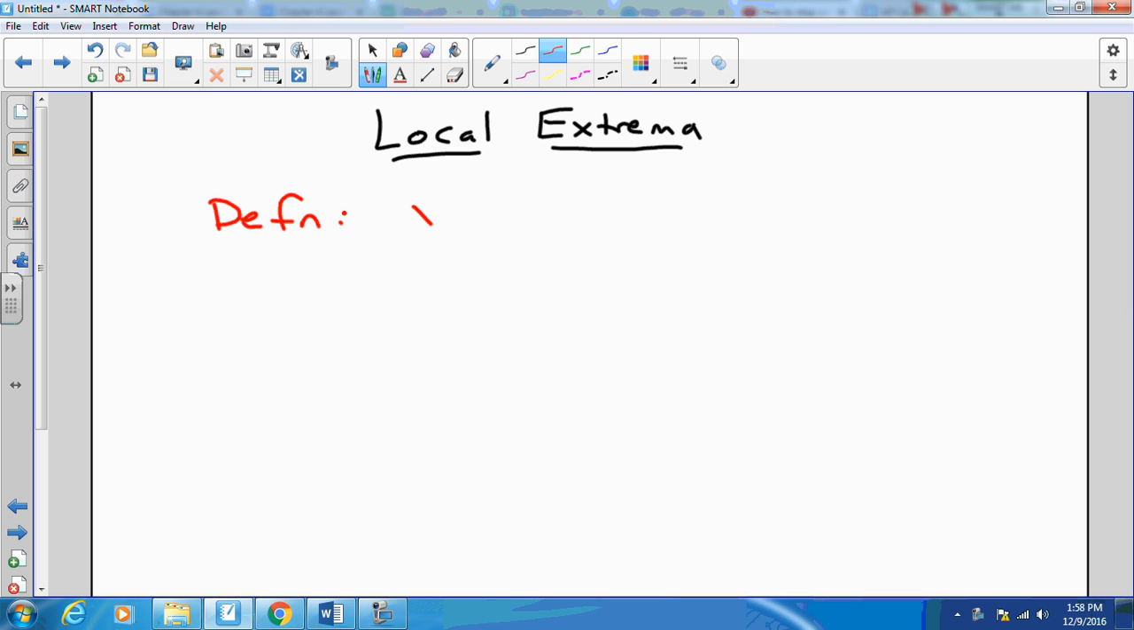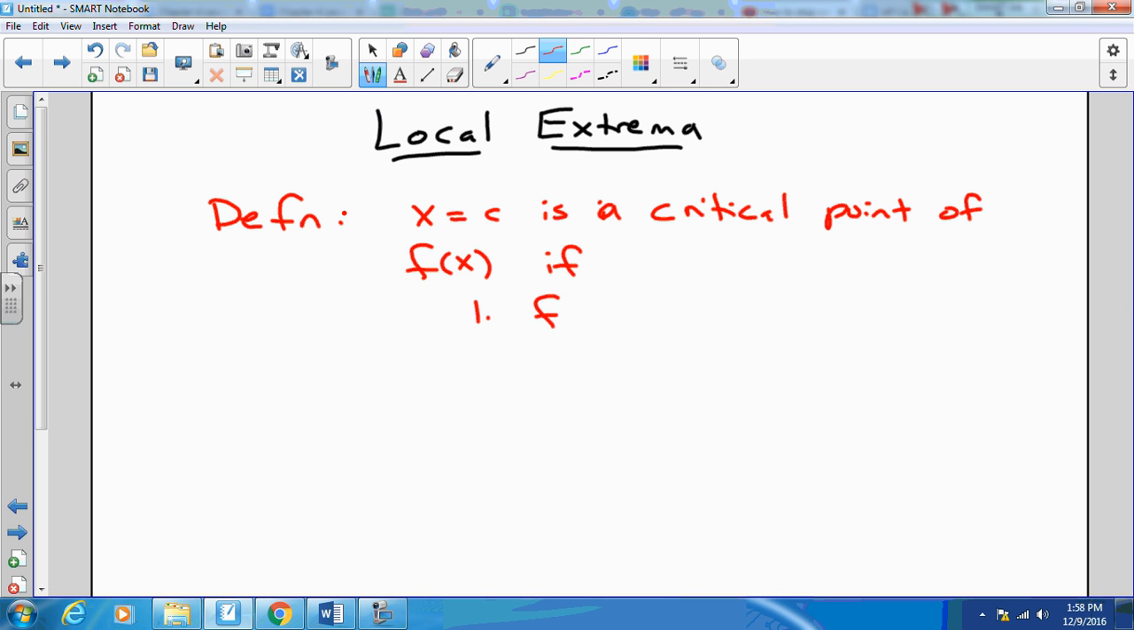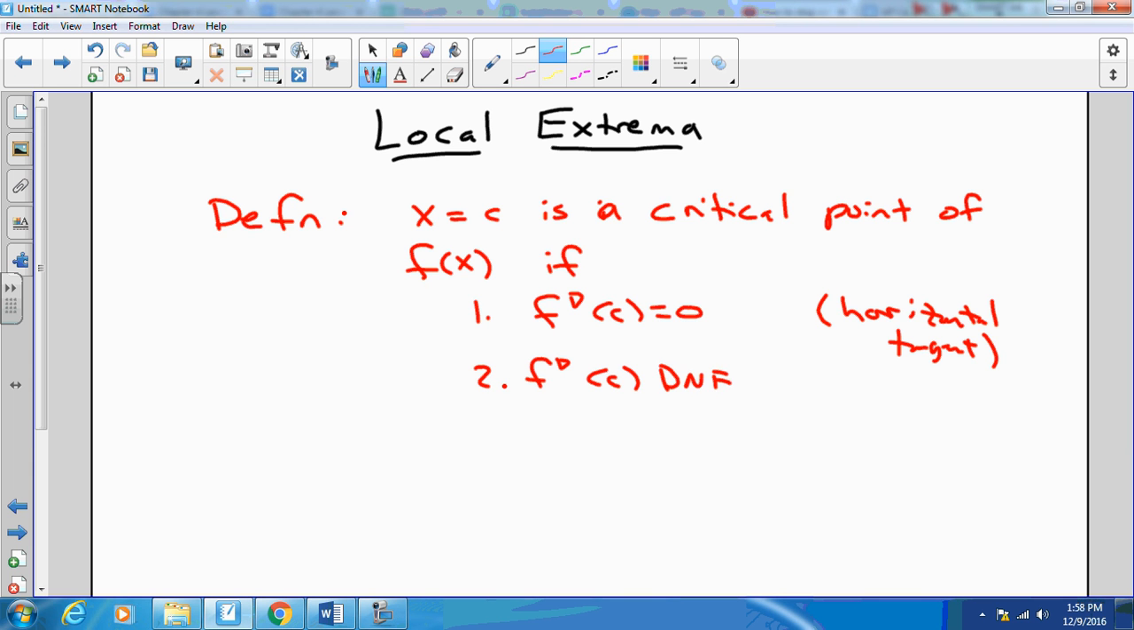The definition is, we're going to say that x equals c is a critical point of f of x if 1, f prime of c is equal to 0, that would be a horizontal tangent, or 2, f prime of c does not exist. And that would occur at a corner, vertical tangent, or cusp. Mostly. There are other ways for f prime of c to not exist, but those are the popular ones. Yes?